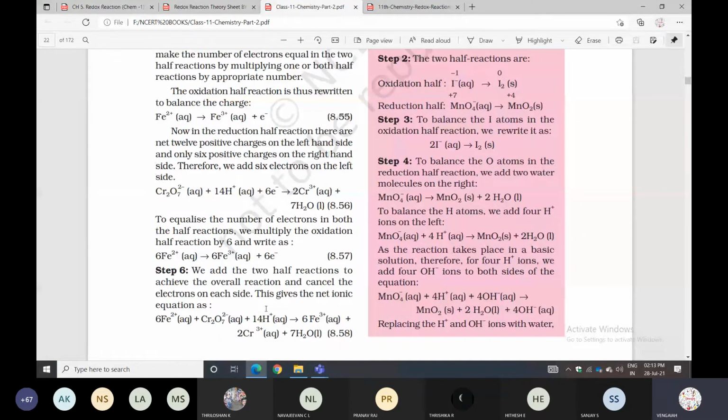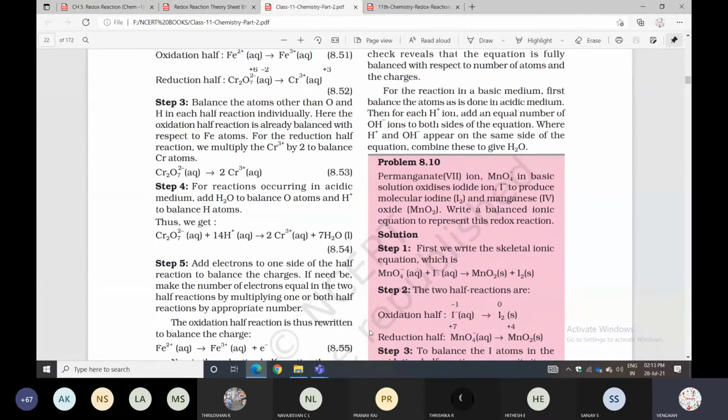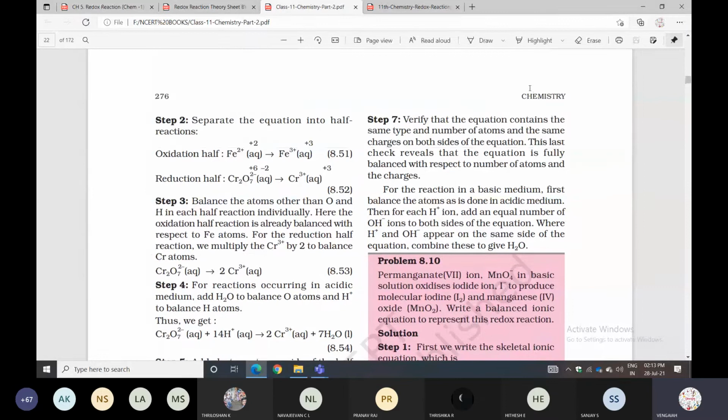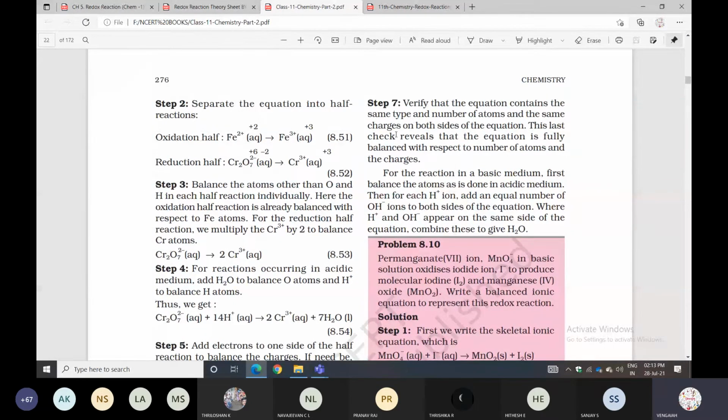Seventh point, listen once again. Verify that the equation contains the same type and number of atoms and the same charges on both sides of the equation. This last check reveals that the equation is fully balanced with respect to the number of atoms and the charges. For the reaction in basic medium, first balance the atoms as done in acidic medium.